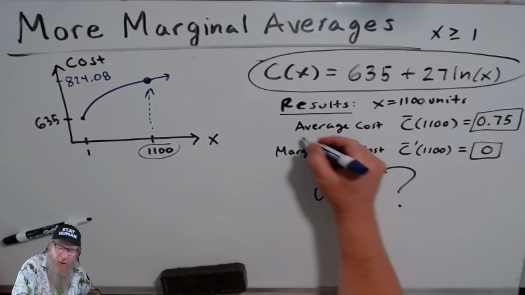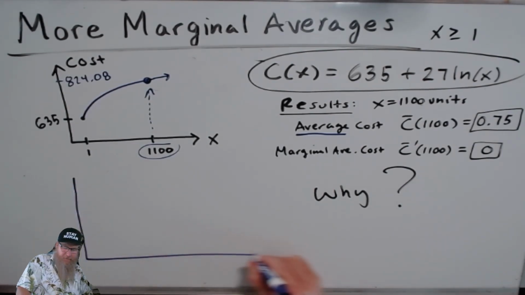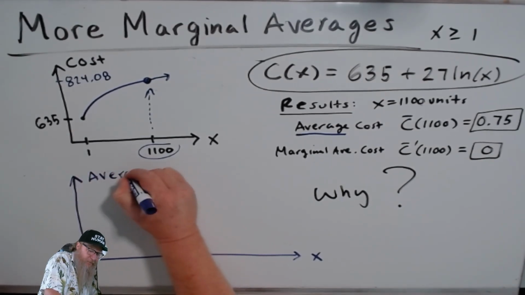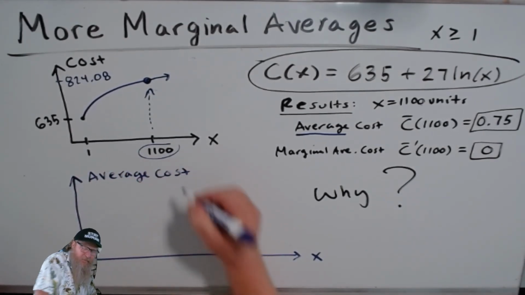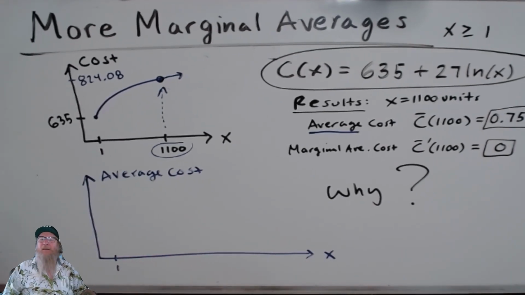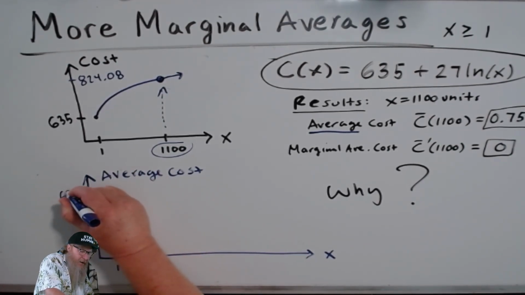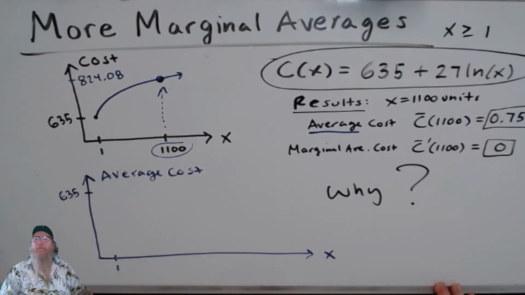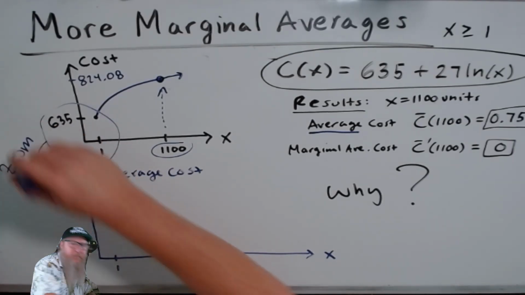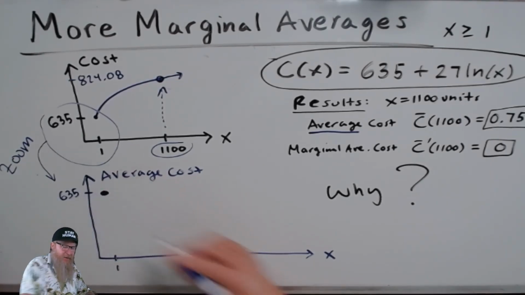So that's why we talk about average cost. Average cost is actually quite interesting to graph. It still starts at 1. It still starts at 635. I'm going to put 635 up a little higher for this graph. So I'm basically taking this piece and exaggerating it. I'm sort of zooming in on this. So it starts here.